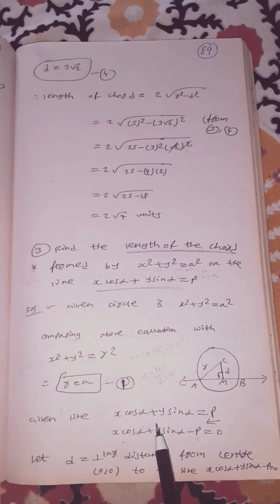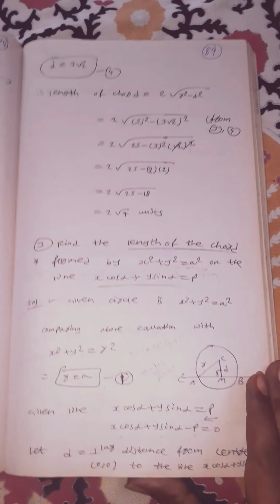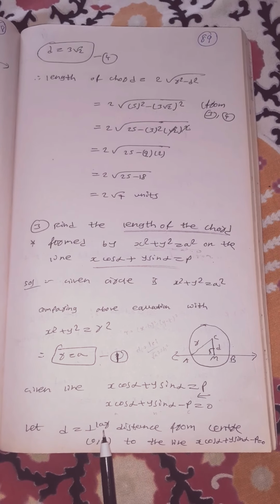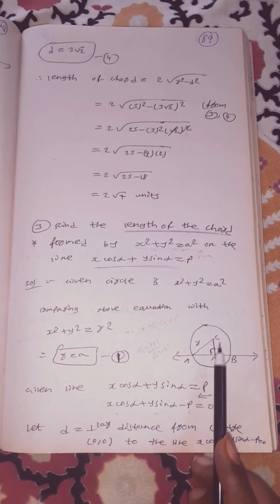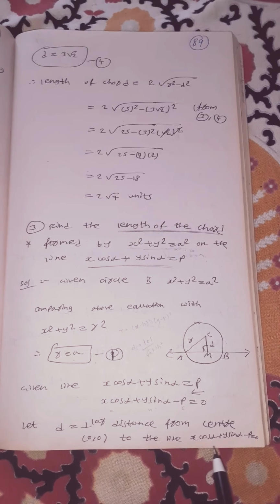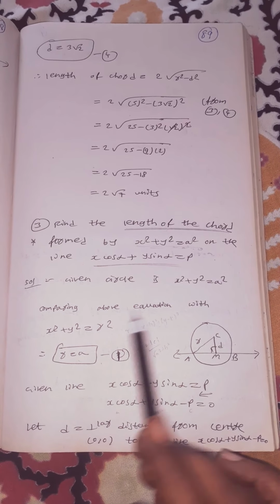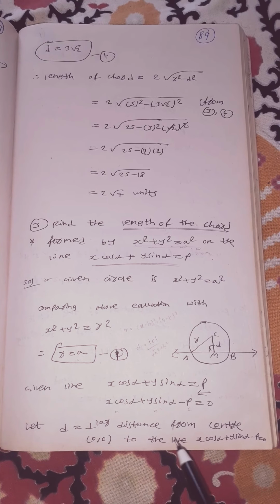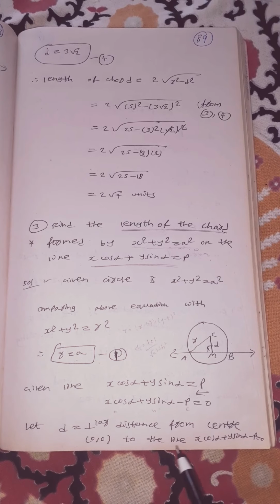So the given line is x cos alpha plus y sin alpha equal to p. Send p to the left side, children, it will become minus. So let d be the perpendicular distance from the center, for this the center is 0 comma 0, children, to the line. Why? Because it is the general equation. So the perpendicular distance from the center 0 comma 0 to the line.